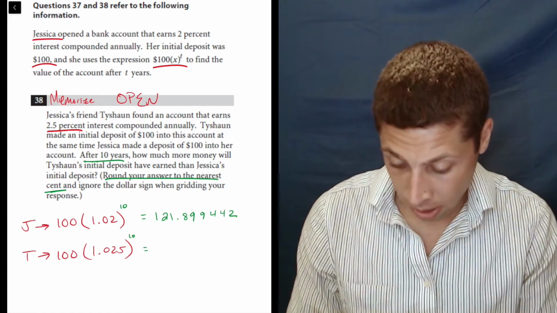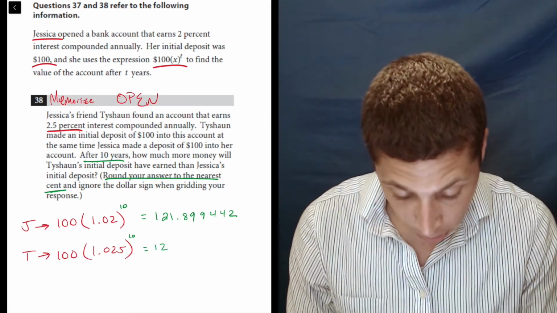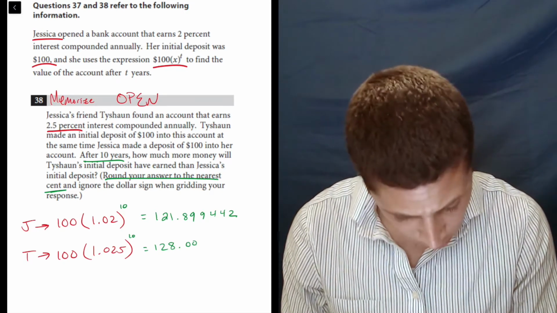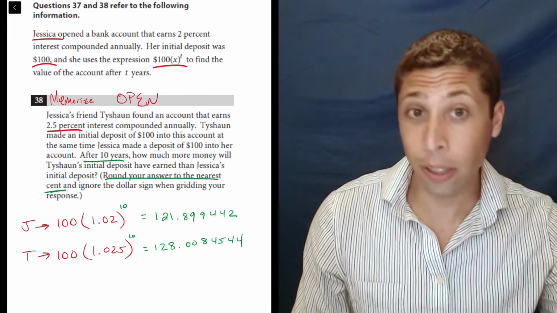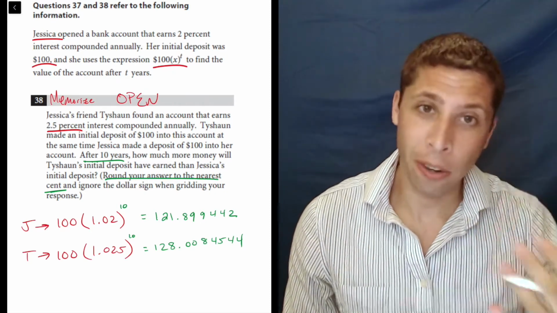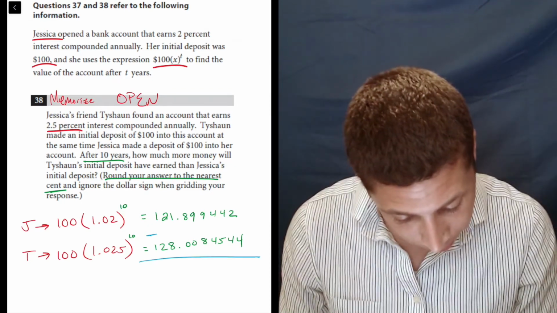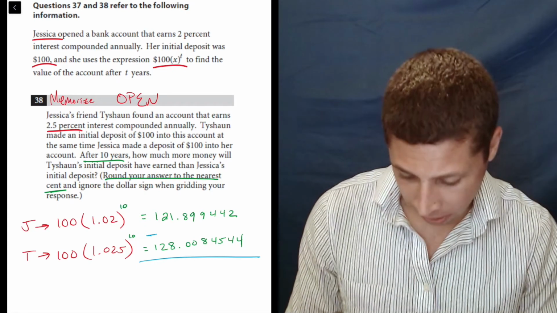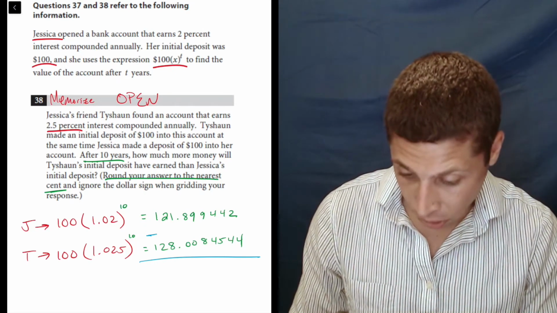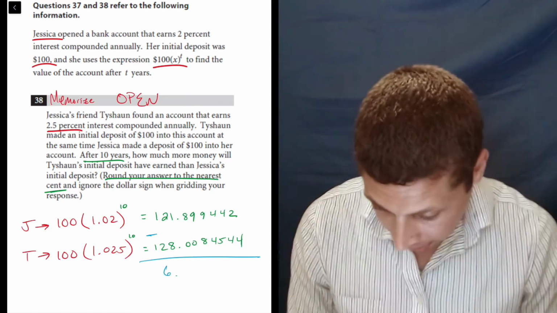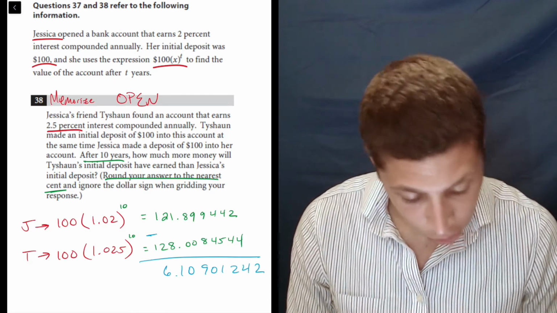Now let's do Tyshawn. That's 100 times 1.025 to the 10th, and that's 128.0084544. I included way more digits than I need, but I'd rather be safe than sorry here. When we do the subtraction, I know it's kind of backwards, but bear with me. I'm going to do that number minus 121.899442, and I get 6.10901242.